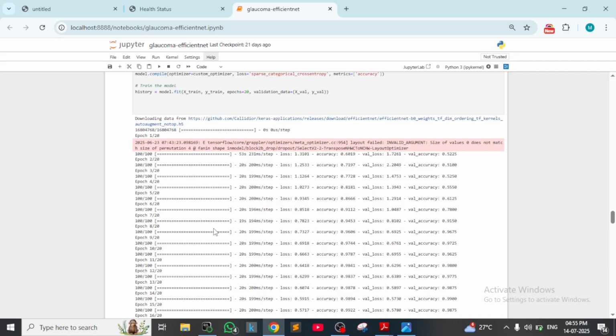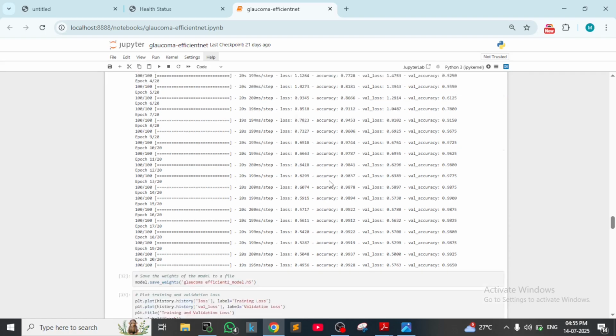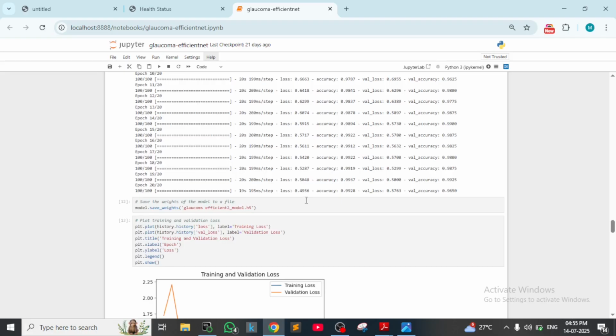we took an efficient model and we built this model, and we ran 20 epochs. First we got loss of 1.0131, accuracy of 0.6019, validation loss of 1.7261, validation accuracy of 0.5225. Then finally we got loss of 0.4956, accuracy of 0.9928, validation loss of 0.5763, validation accuracy of 0.9650.